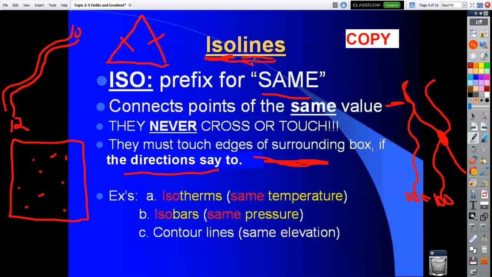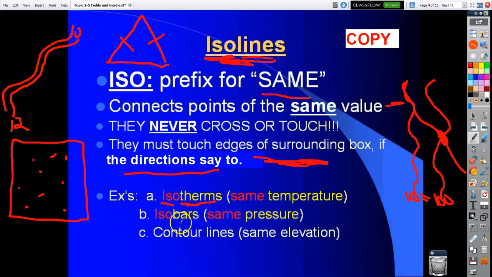Now, isoline is sort of the broad term. Underneath that, you have three specific examples of isolines, and we're going to draw a couple of these in this video. So isotherms, a therm is heat, right? Therm, like a thermos, right? Keeps your hot cocoa warm. So anything therm or thermometer has to do with temperature. So isotherm, meaning same temperature. Lines that connect equal temperature.